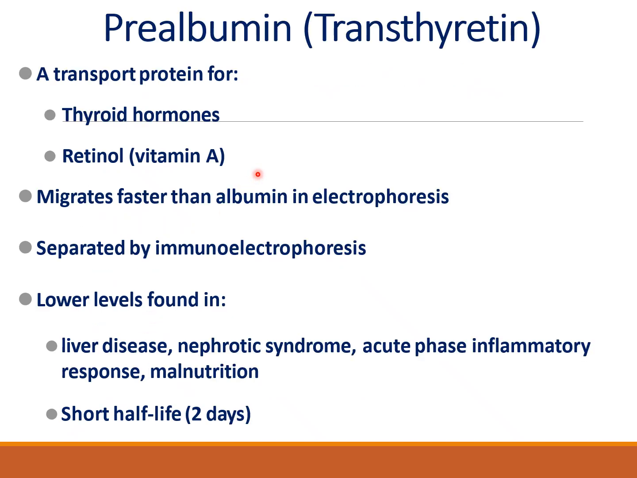So first, before entering into albumin, pre-albumin, you should note it down. Transthyretin, a transporter protein for thyroid hormones. I have given the functions with the electrophoretic patterns. This is important, more than you can write in the exam. So thyroid hormones, retinol, vitamin A; it migrates faster than albumin in electrophoresis, separated by immunoelectrophoresis, and low levels are found in liver disease, nephrotic syndrome, acute phase inflammatory response, malnutrition. So the short half-life is 2 days, which is less when compared to albumin.